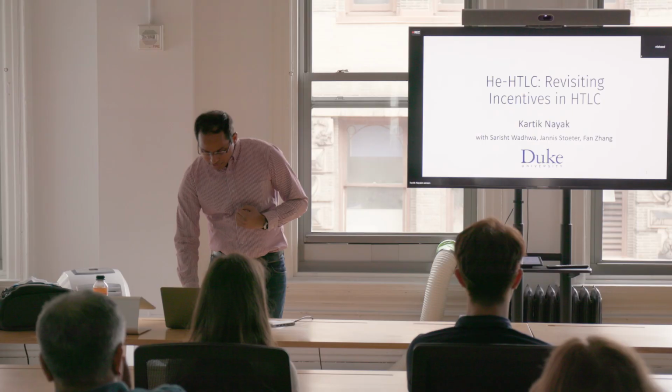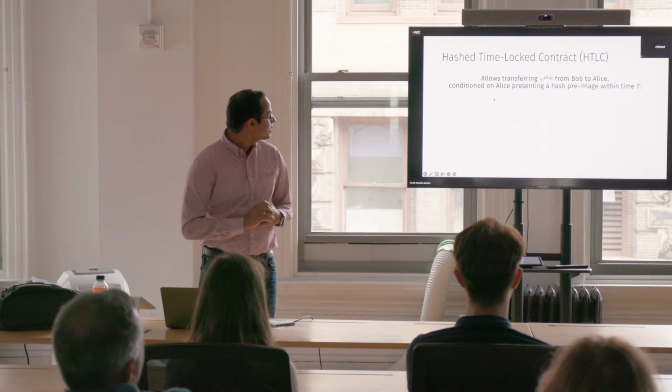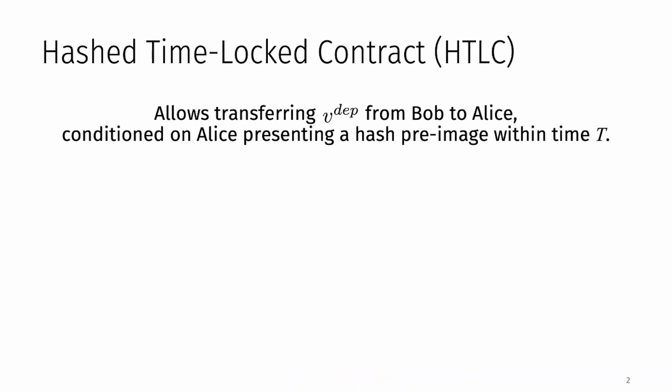So with that, let me try to get into what HTLCs are. HTLC stands for hash time-locked contracts. And it's actually implementing a very simple functionality. It allows a conditional transfer of tokens from a payer to a payee. The payer over here is Bob and the payee is Alice. And the amount of tokens that are being transferred is VDEP.